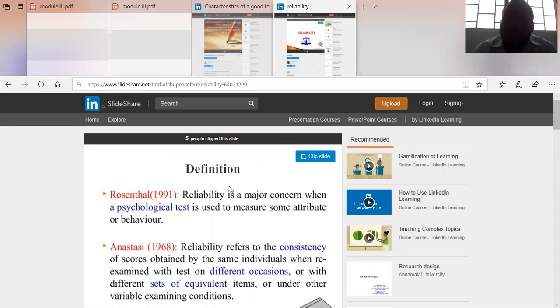That's why Anastasi, 1968, tried to define reliability as the consistency of scores obtained by the same individual when re-examined with the test on different occasions, or with a different set of equivalent items, or under other variable examining conditions. So we are looking at the same test being provided to the same individual, but the result remains the same. If you provide the test on the first occasion, and then repeat the same exam on the second occasion, and you find a discrepancy in terms of performance, we can say that the test was not reliable. The test was not consistent.